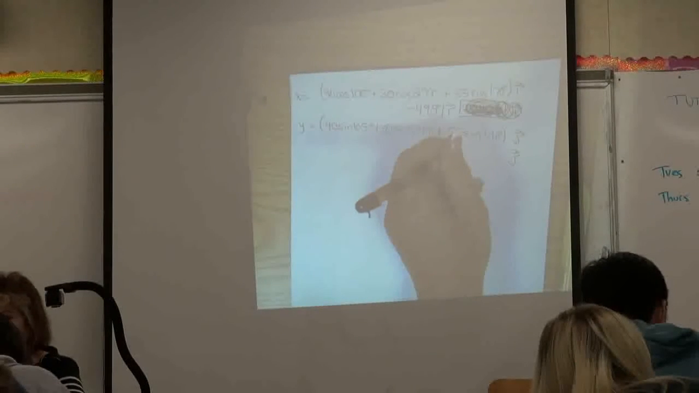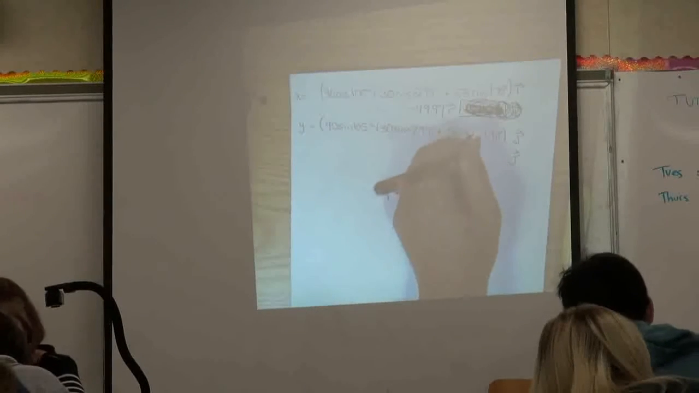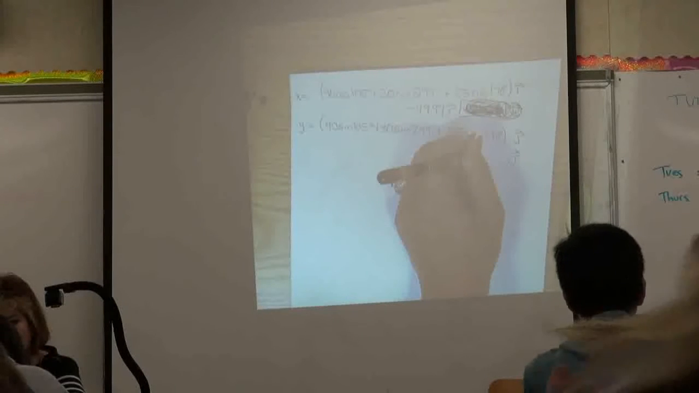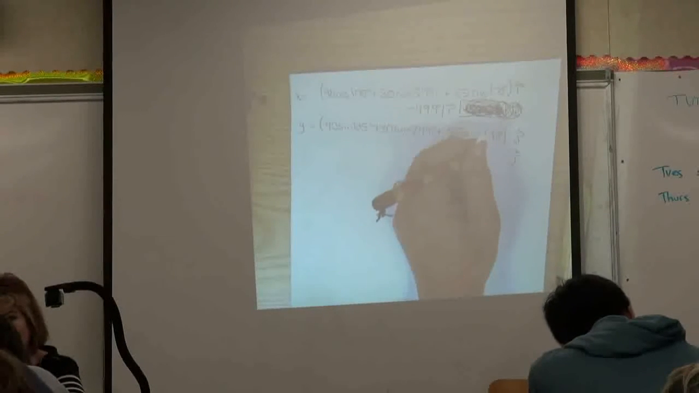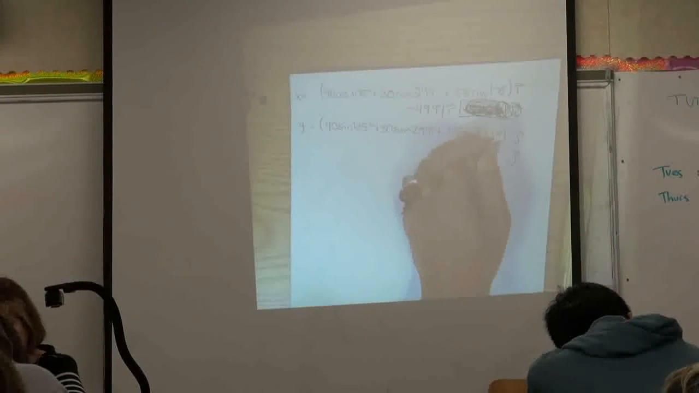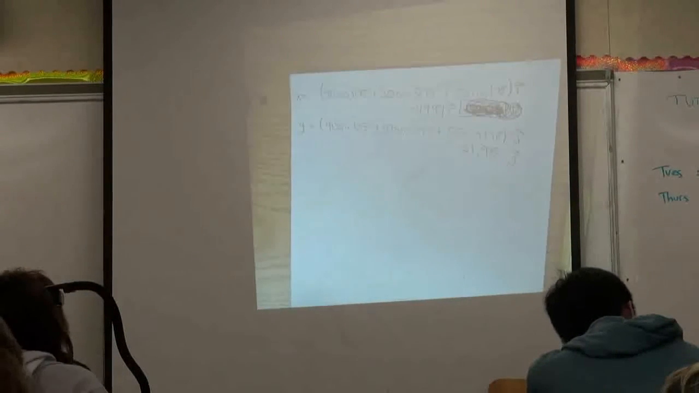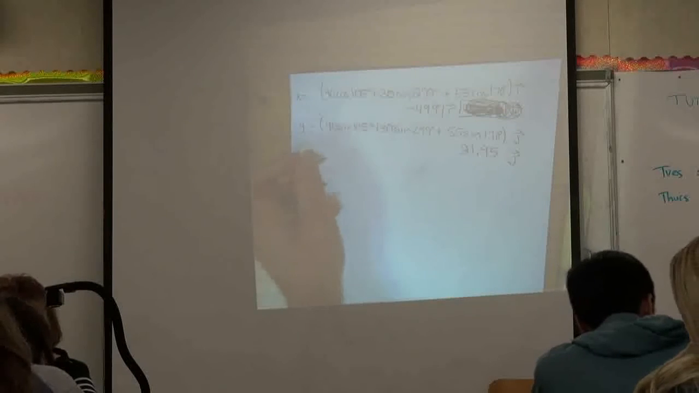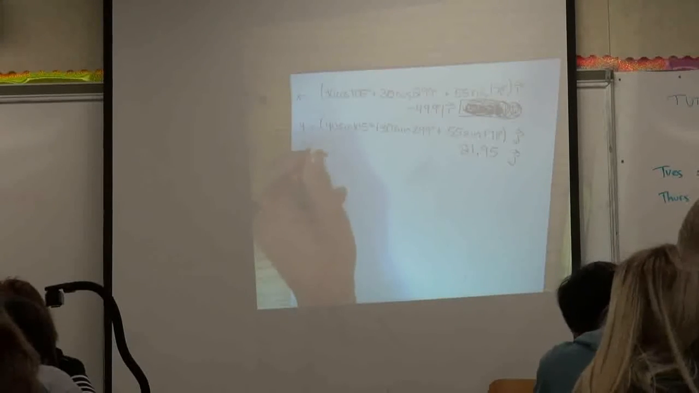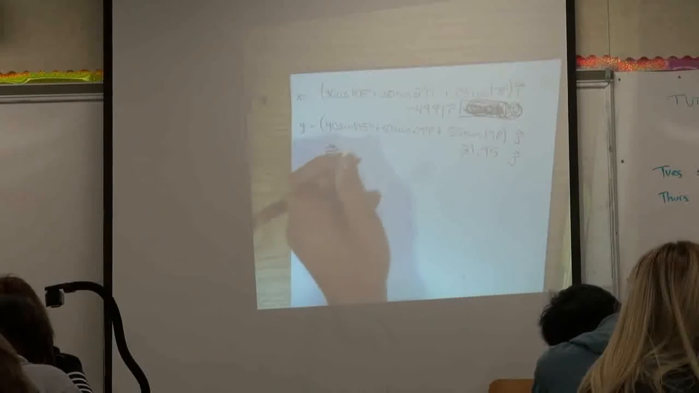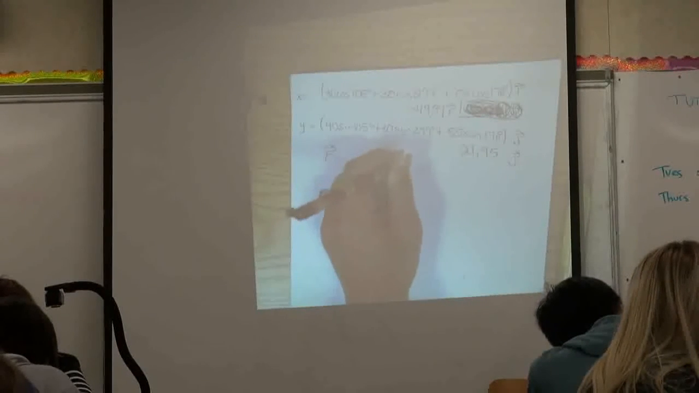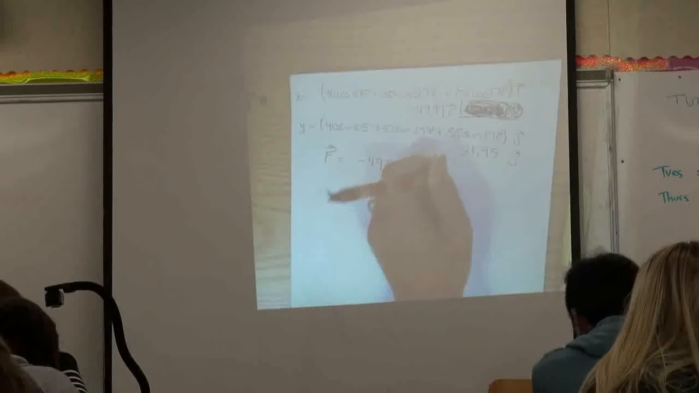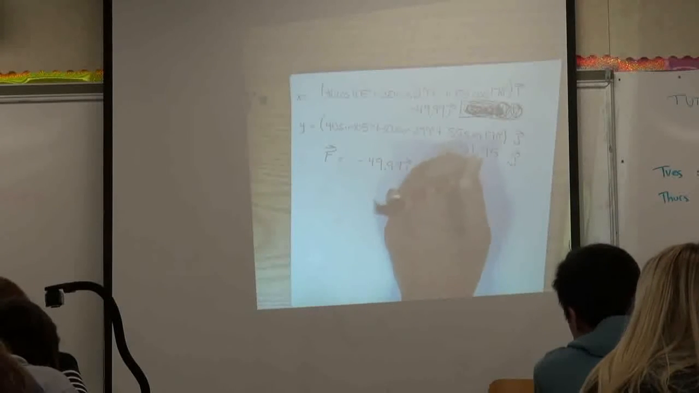21.949. Do we agree? Yes. Maybe that's the one you got first. Mine was in radian. Okay, 21.949, so 21.95. So we just found out that our resultant vector is negative 49.97i plus 21.95j.